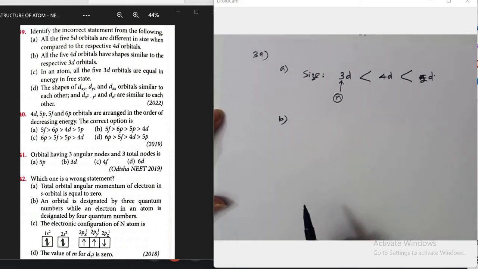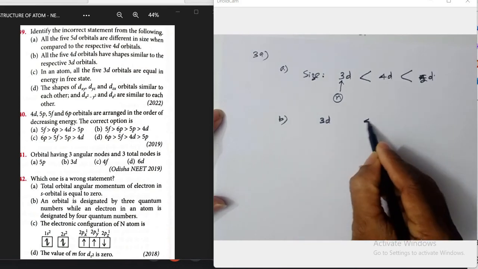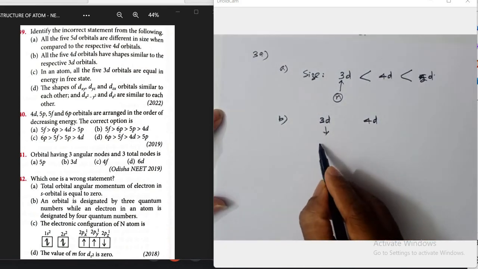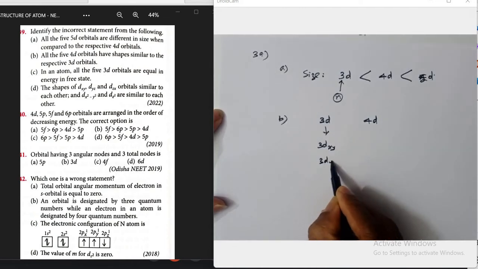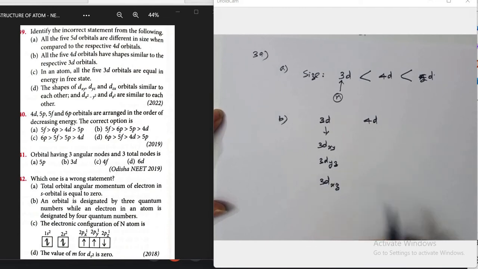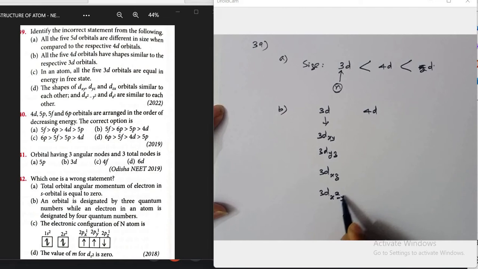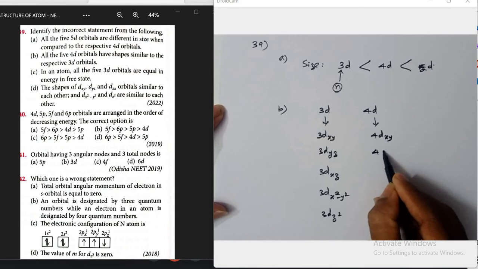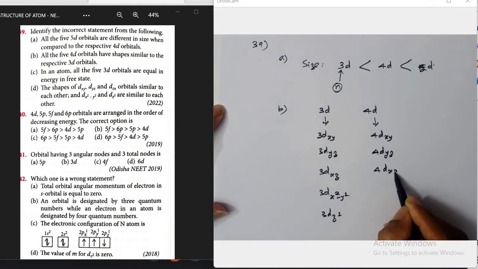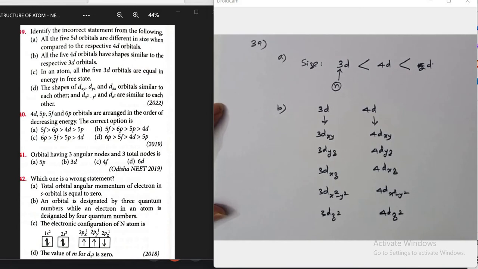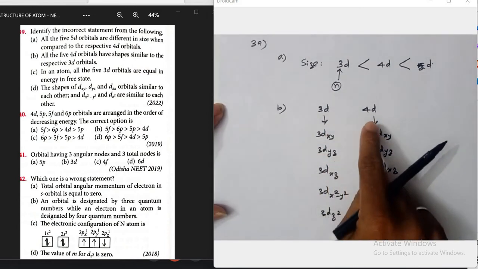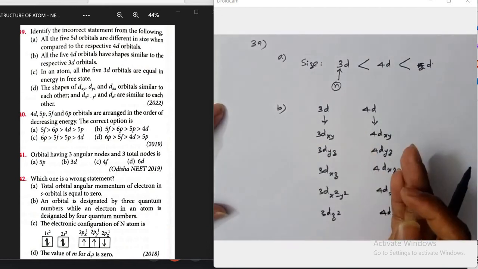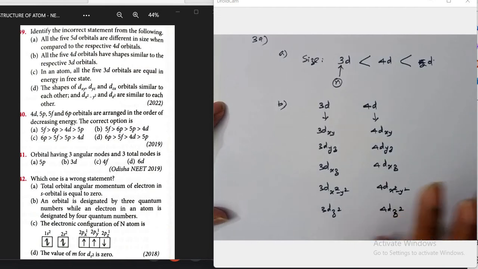Observe this carefully. If you compare 3D and 4D, in 3D we have 5 orbitals. What are they? 3dxy, 3dyz, 3dxz, then 3dx square minus y square orbital, then 3dz square orbital. Similarly, in 4D we have 5 orbitals: 4dxy, 4dyz, 4dxz, then 4dx square minus y square, and 4dz square. In 3D we have 5 d orbitals, and in 4D we have 5 d orbitals. If you compare their size, definitely the size of 4D orbitals is larger, no doubt. But what about the shape?